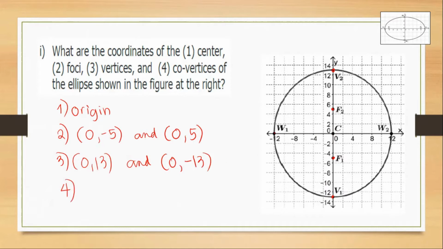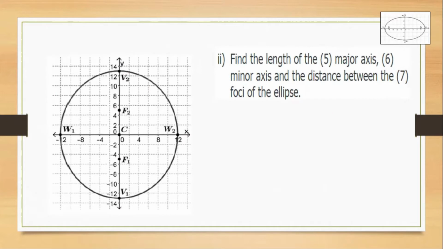Number 4, the co-vertices. So it's found here. That is 12 since it is on the x-axis. So we start with 12, 0, and negative 12, 0. So those are the points that are here in this example. Let's continue. Find the length of the major axis. How can we find the length of the major axis? The one which is longer. So from 0 to 13, that is 13 units. So 2a, that is the measurement of our major axis, and our a is equal to 13. So that is 2 times 13. And so the length of our major axis is 26.